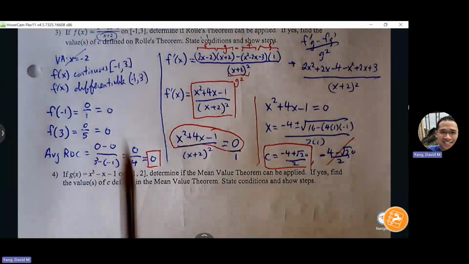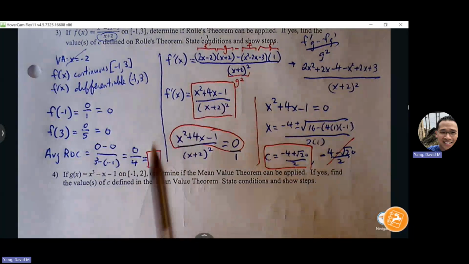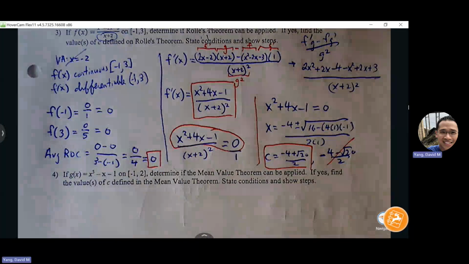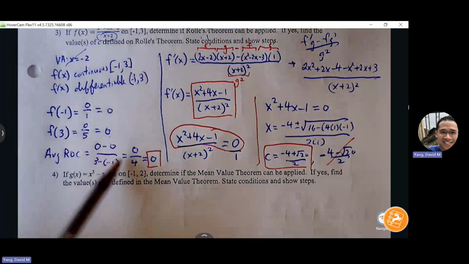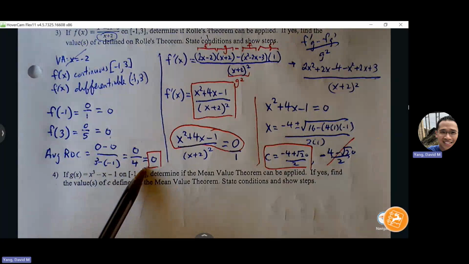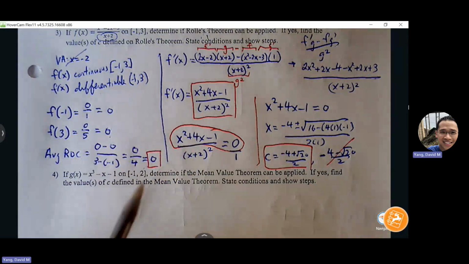Mean value theorem is virtually the same steps. Find endpoints, find average rate of change, find the derivative, set them equal to each other, and solve for x. It's just that Rolle's theorem is more restrictive. It has to be an average rate of change of 0. But mean value theorem can be an average rate of change of 0 or other slopes. It doesn't have to be 0, but Rolle's theorem has to be 0.